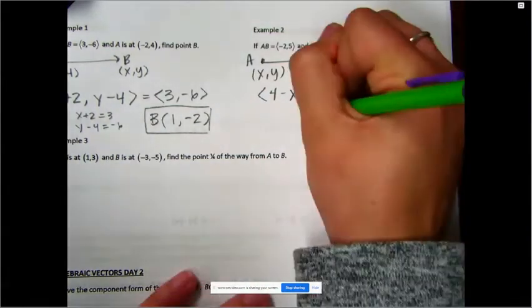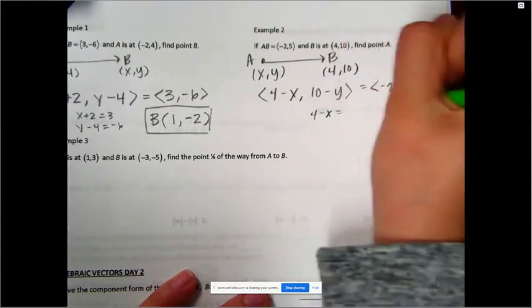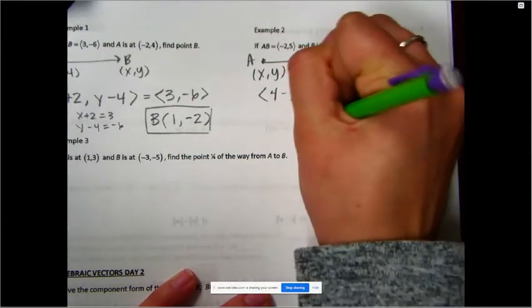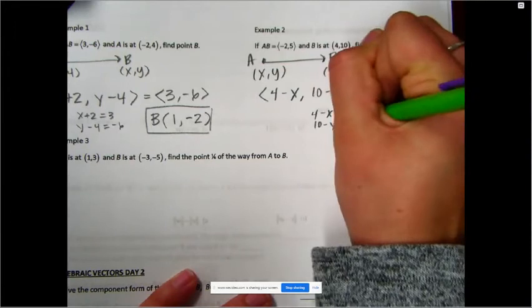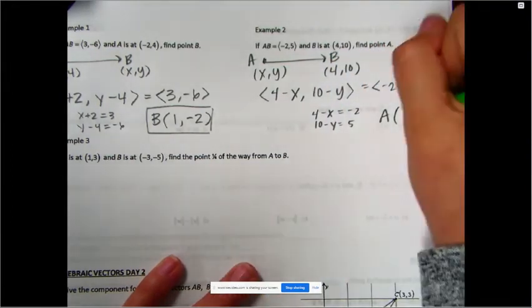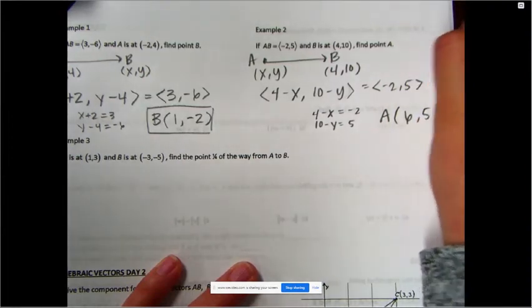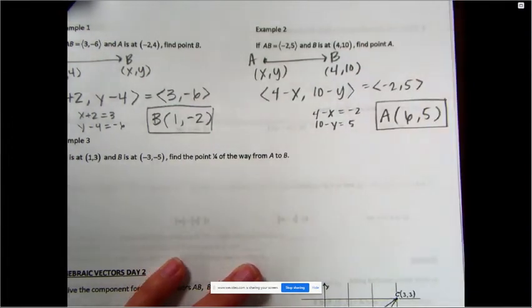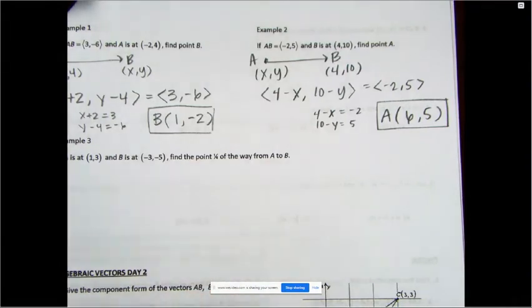Great. So you're doing 4 minus x is negative 2. And 10 minus y is 5 to solve for point A. And you should have gotten 6, 5. Did you get that? Yay! Give yourself a high five.